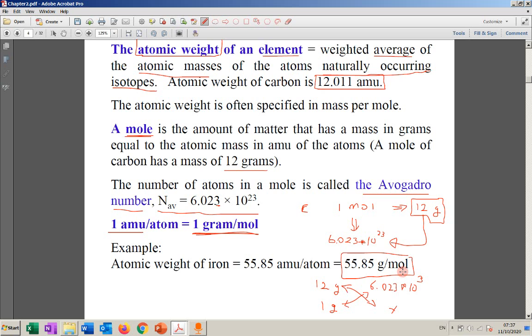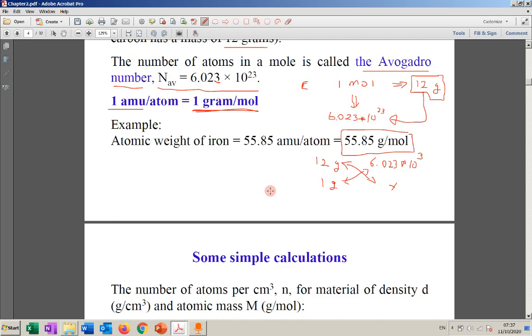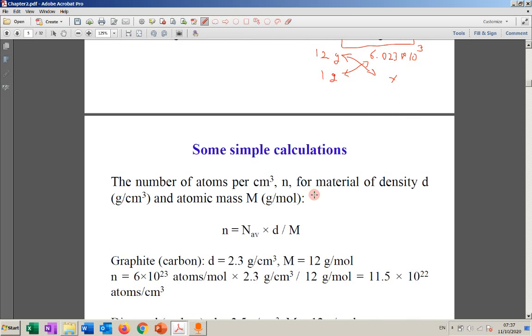Why? Because when it comes to chapter 4 again, we will teach you alloys. How do we mix things? The amount of mixing depends on those things that we have here: gram, mole, density, atomic weight. We can use those in our calculation.